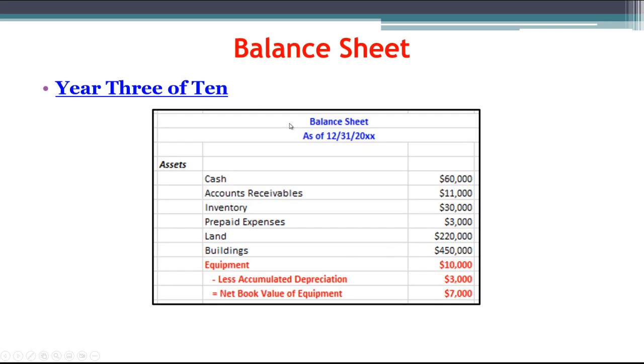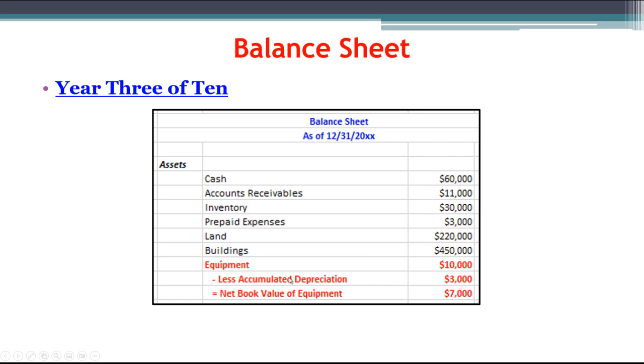So let's say that was a 10-year asset. It was $1,000 per year. And let's assume we're at the end of year 3 of 10. We would have allocated $3,000, $1,000 times 3 years, as depreciation expense.